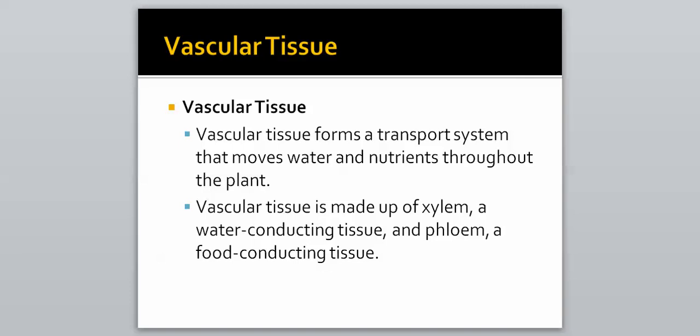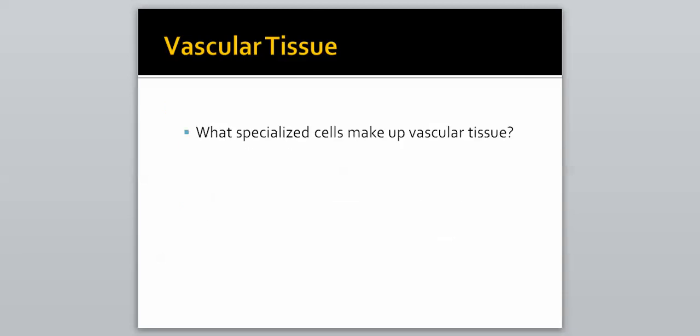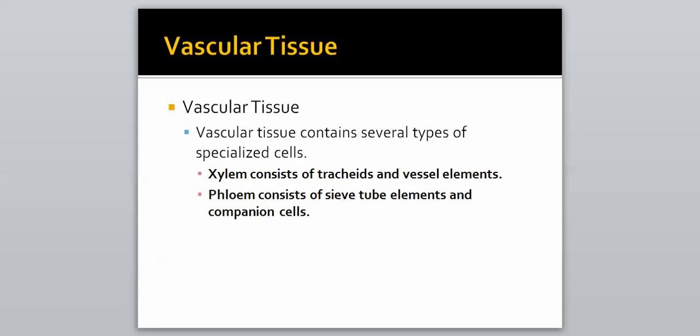So we're going to get in. We just kind of mentioned what they did, like the xylem and phloem in the last chapter, so we're going to get more in depth about how they're actually made up in this chapter. So what specialized cells make up vascular tissue? So it contains several types of cells.